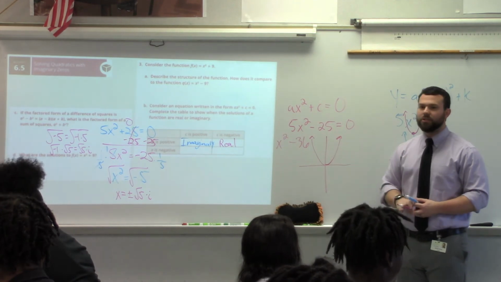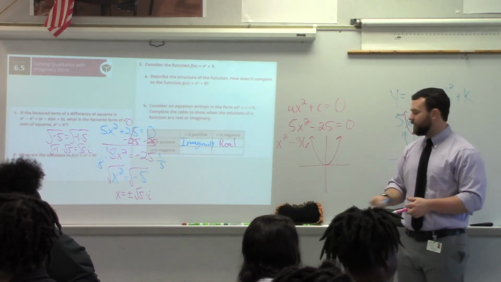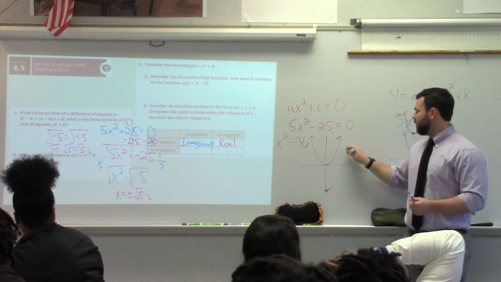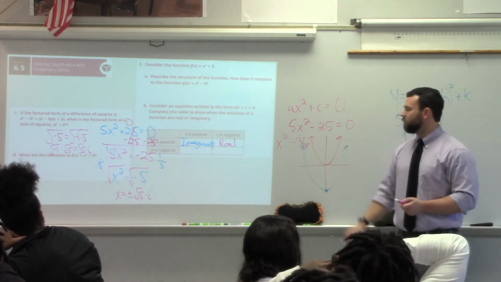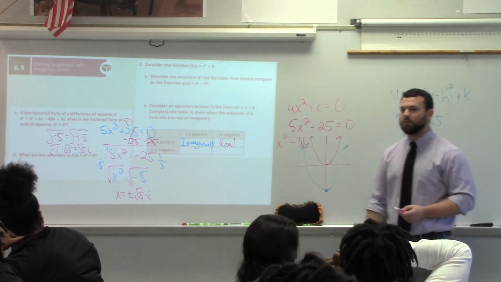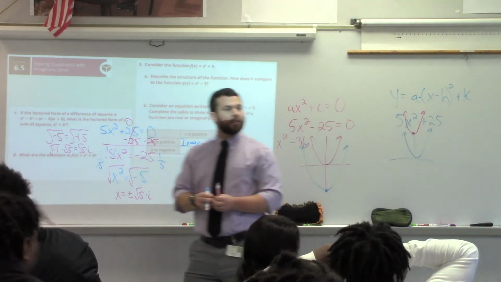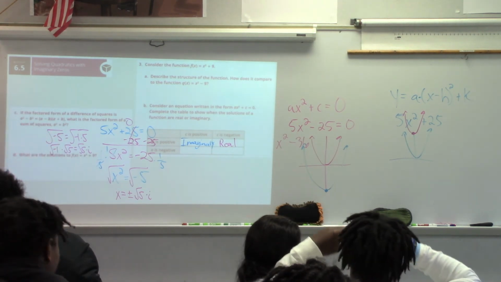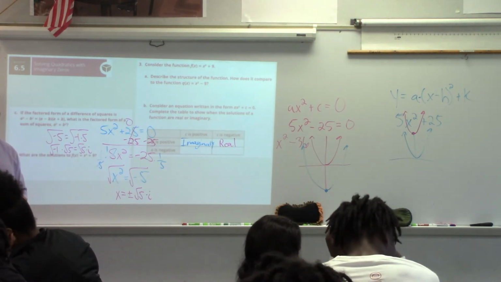What translations do we see? Down 36. Which direction is the concavity? So is it going to have real solutions? Yeah. 100%. Notice and pay attention to those translations to help you determine, are they going to be real or imaginary? That's an important part about that vertex form.